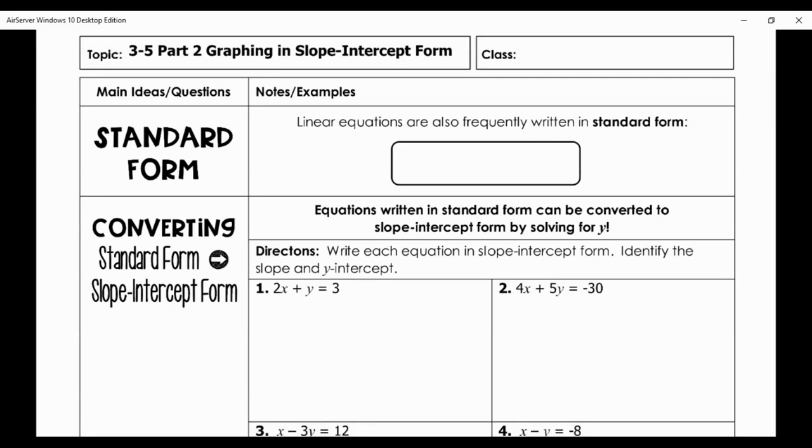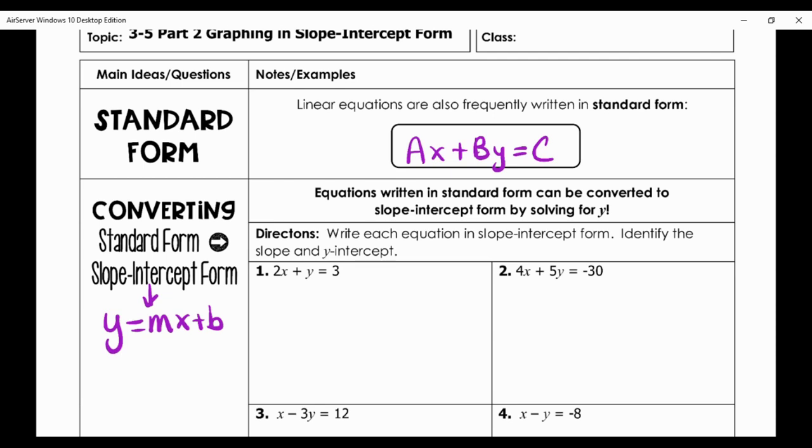These are the notes for 3-5 Part 2, Graphing Linear Equations in Slope-Intercept Form. For this particular section, we want to convert from standard form, which is ax plus by equals c, to slope-intercept form, which we know is y equals mx plus b. Equations written in standard form can be converted to slope-intercept form by just solving for the variable y.